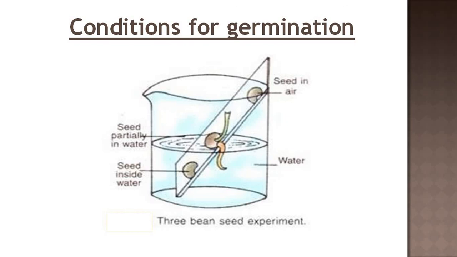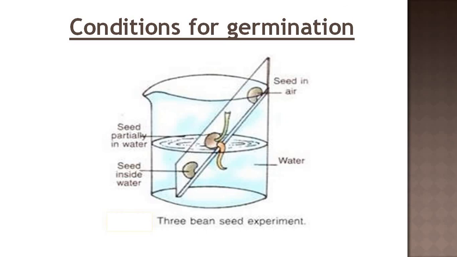Now you will observe after a week that seed 3 swells up but does not germinate. Seed 3 means the lower one, which is completely in water. As it absorbs water, it will swell up but it will not germinate. Seed 1, which is in the air, shows no change because it does not get water. That seed is only getting air. And the middle seed, seed 2, has developed a tiny root and a tiny shoot.